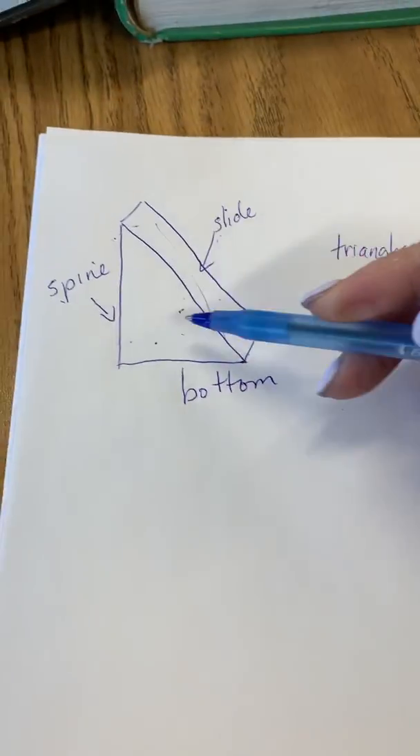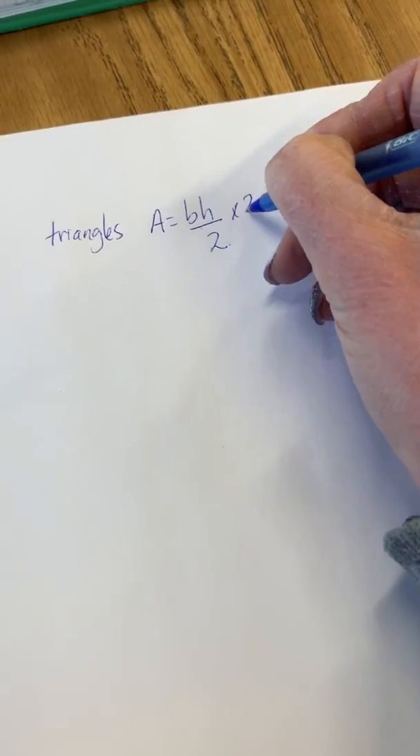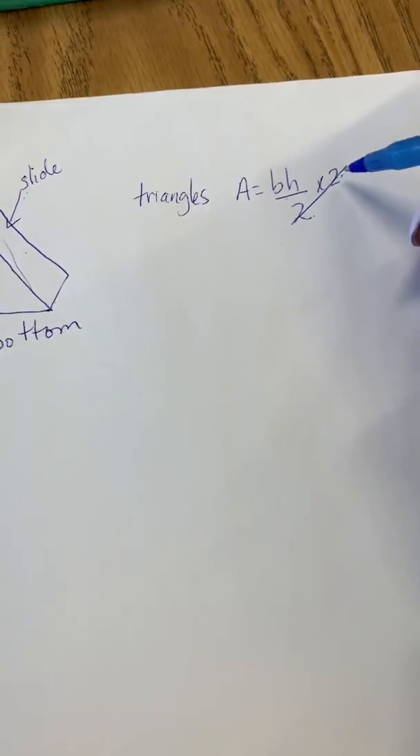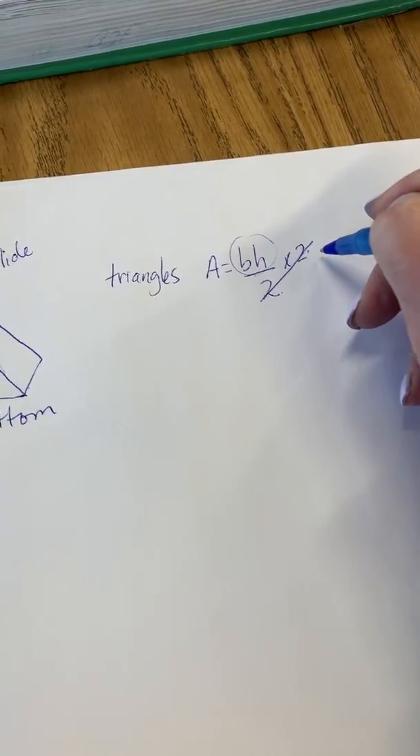So, how many triangles are in this triangular prism? 2. So we would take this formula and then we'd multiply it by 2. And my shortcut is I just simply cancel those, right? Divide by 2, multiply by 2 is negated because it turns into a 1. So I'm just going to concentrate on this whenever I'm doing a triangular prism.